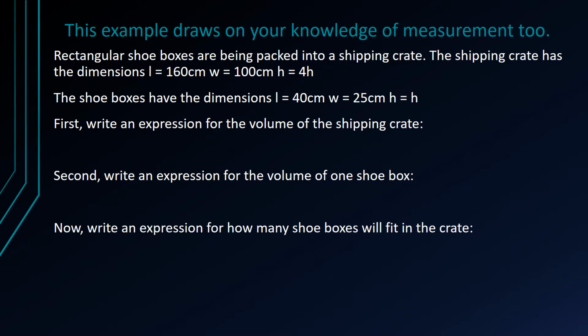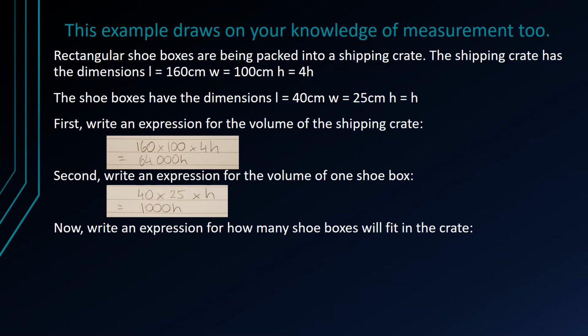So first we write an expression for the volume of the shipping crate, and we've got to keep in mind that when we're finding the volume, we need length times width times height. So in this case, length times width times height looks like 160 times 100 times 4h. And that gives us 64,000h. So that's the big one.